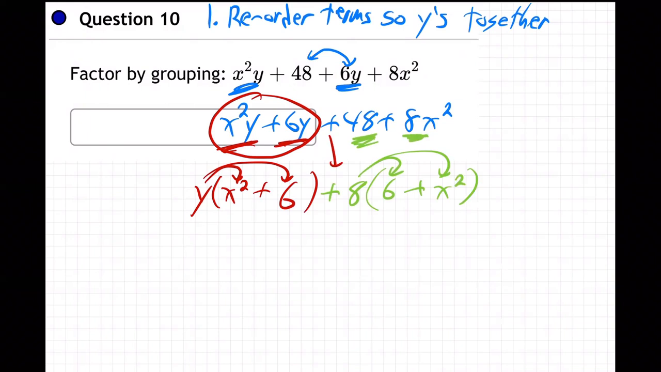All right. Now, notice we're not done because we have a plus sign outside of parentheses. When you have pluses and minuses outside of parentheses, you're not finished. Got to keep going. Okay, so what do these both have in common? Well, they have the x squared plus 6. The order doesn't matter. The fact that this is reversed doesn't matter.